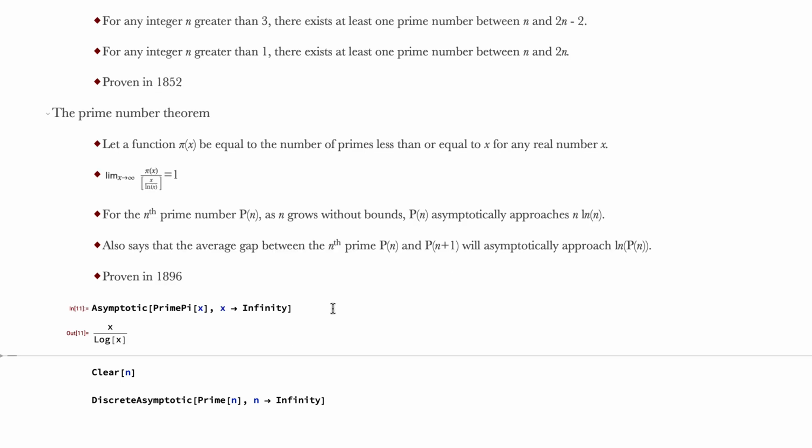Here, we look at the asymptote of PrimePi[x] as x approaches infinity. Now this comes out to be x over the natural log of x, which is copacetic with the prime number theorem. We can also take the asymptote of Prime[n] as n approaches infinity, which comes out to be n times the natural log of n, as stated by the prime number theorem.